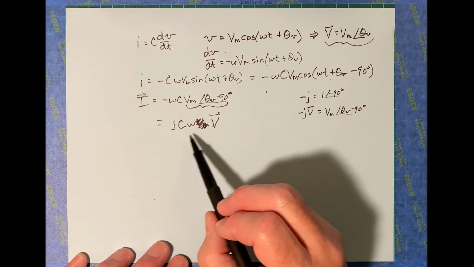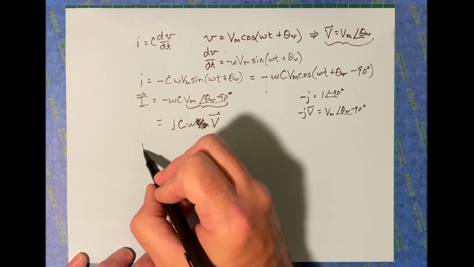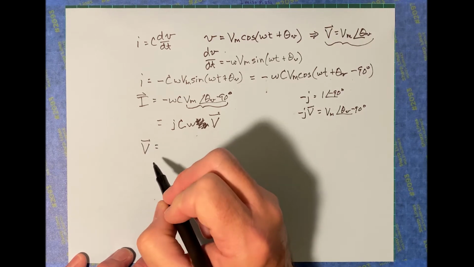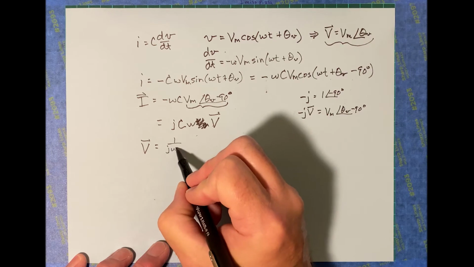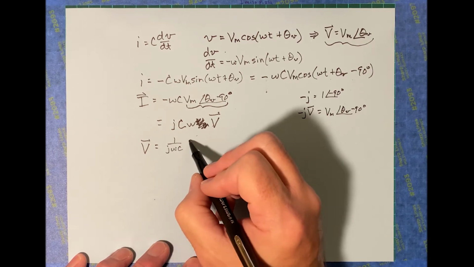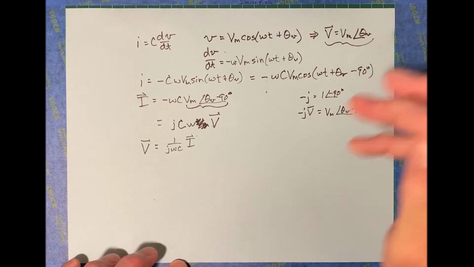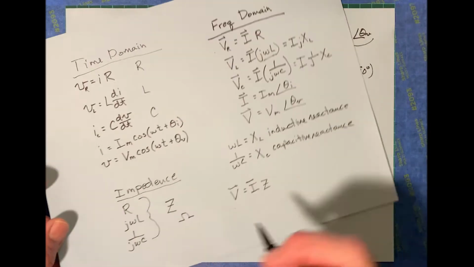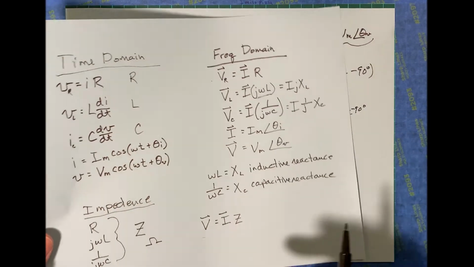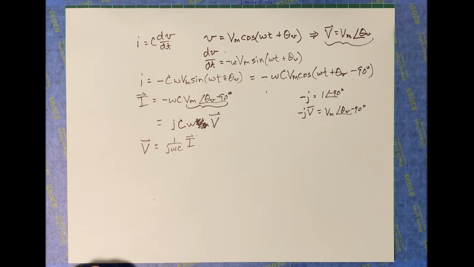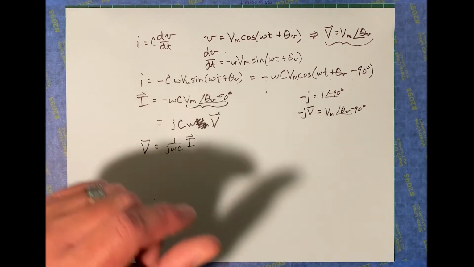All right, now this right here is in terms of I equal to that. We want to put it in terms of v equals, let's see, that's going to be 1 over j omega c times phasor I. Okay, and that looks like what we've got here. So I'm more interested in what the impedance value is in the frequency domain. Okay, so that's where those relationships came from there.